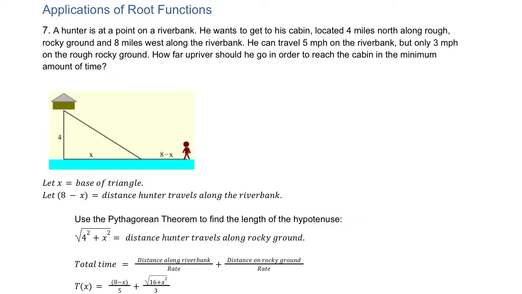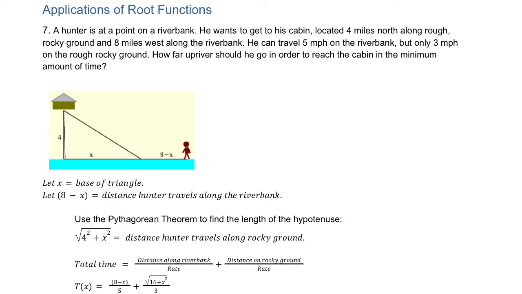This is an application of root function. So in this problem, we have a hunter at the edge of a riverbank who wants to get to his cabin. The cabin is 4 miles if we travel directly north, but that's along all of this yellow in here, all rocky ground. And then 8 miles if he traveled west along the riverbank.